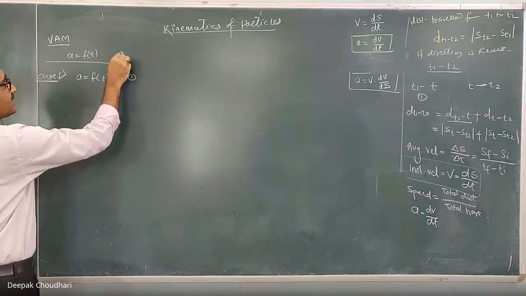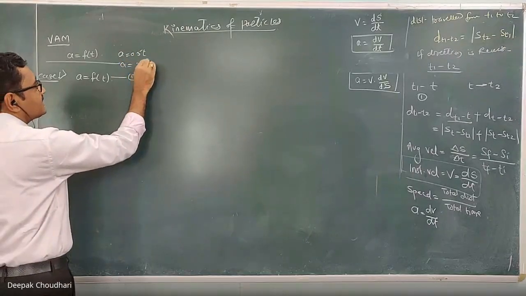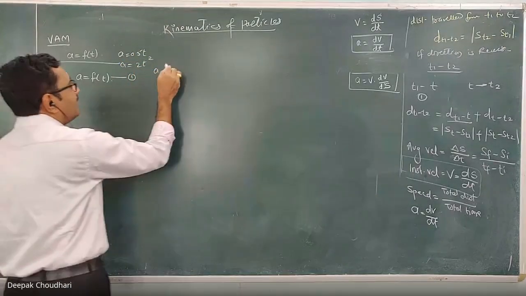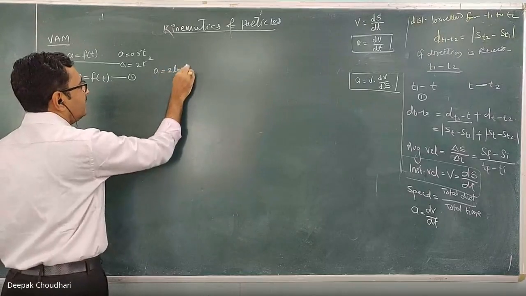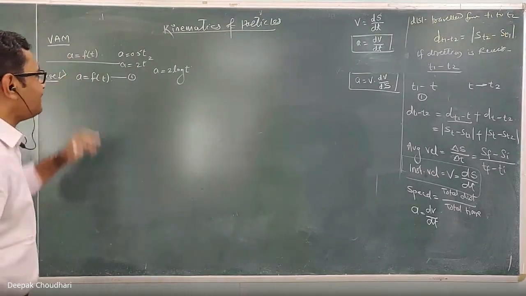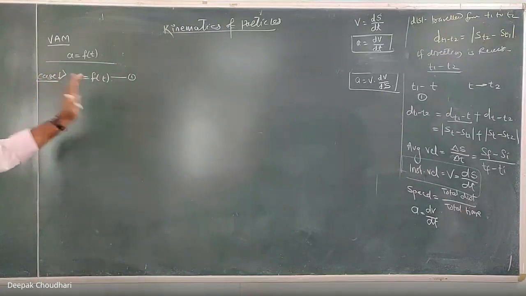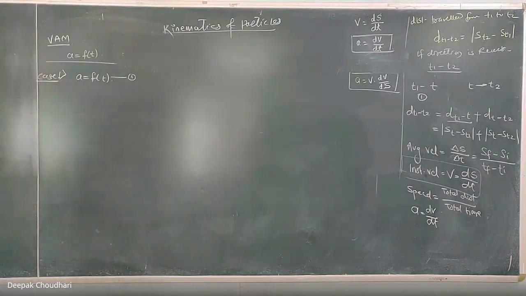ऐसा भी हो सकता है, a equal to 0.5 t, or a equal to 2 t square, or a equal to 2 into log of t. Here it may be any function. But since the acceleration varies with respect to t, in general I have written acceleration is a function of time t. It may be any function: linear, quadratic, cubic, logarithmic, trigonometric, exponential.